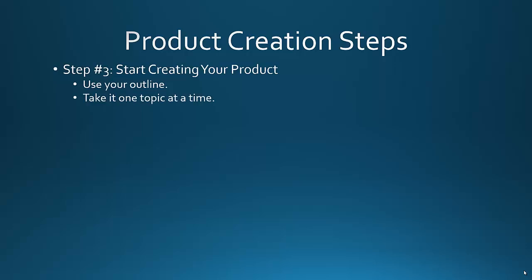Step 3, start creating your product. Use the outline that you've done. The reason I like starting with an outline is it makes the product creation process way simpler and very easy to do. Take it one topic at a time as you go down the list. Set small goals for yourself throughout the product creation part. So don't try and do it all in one day. Eventually, as you get better at it, you might get to the point where you can create a product in a weekend or in a very short amount of time. But take it one topic at a time, one bullet point, one topic, and then one subtopic, and just go on down the list and set small goals for yourself.